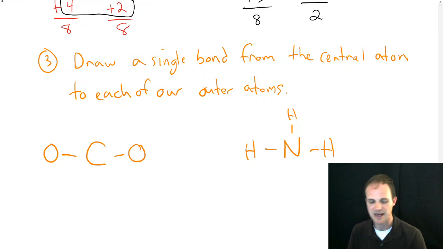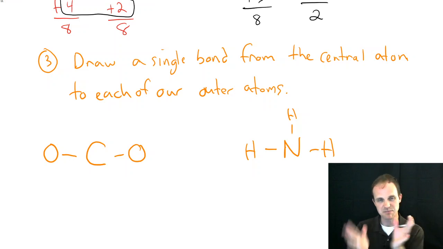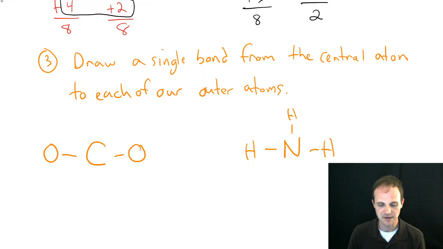Doesn't matter exactly where you put them. You could put that second hydrogen on the bottom, on the top. Doesn't really matter, as long as most people generally write them at 90-degree angles to start with. More complex ones, you can't do that anymore, but for the most part, 90-degree angles and you're all good. So I drew single bonds from the central atom to each of my outer atoms. If I didn't have those bonds, I wouldn't have a molecule.